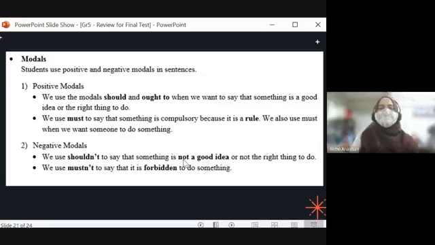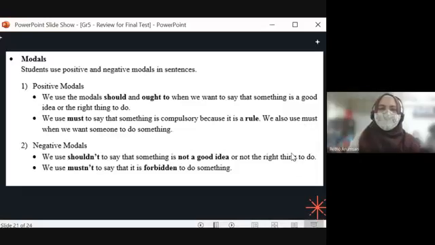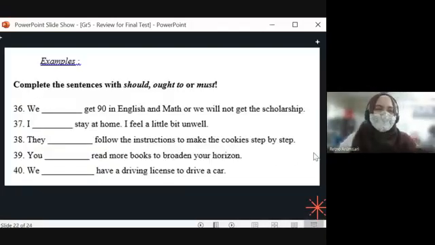The same goes with shouldn't. Shouldn't is used for telling people that it is not a good idea to do that action. But is it okay to do it? Yes, it's still okay. Do you get angry if the person still does that? No, you do not get angry. Okay.